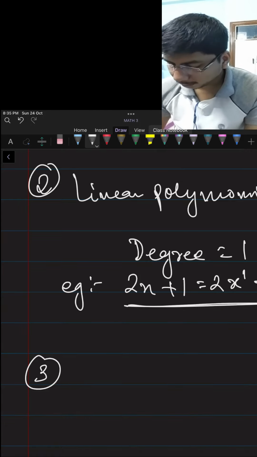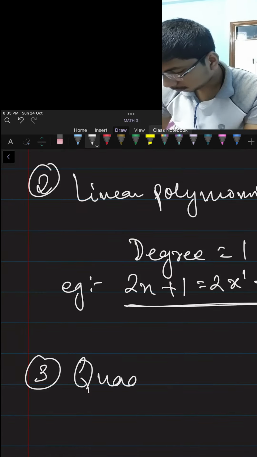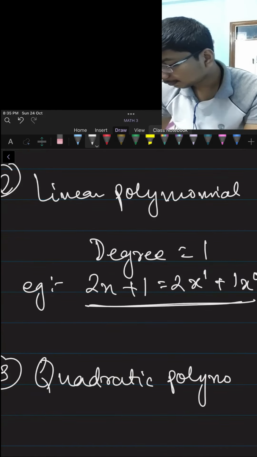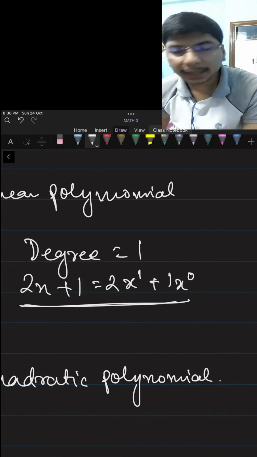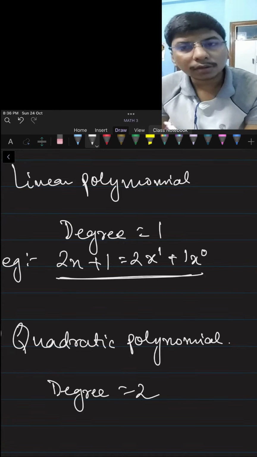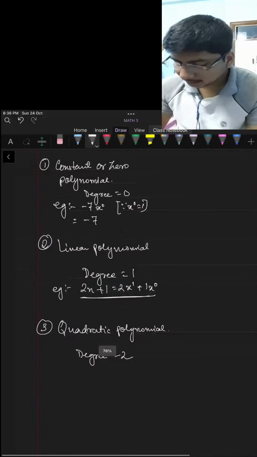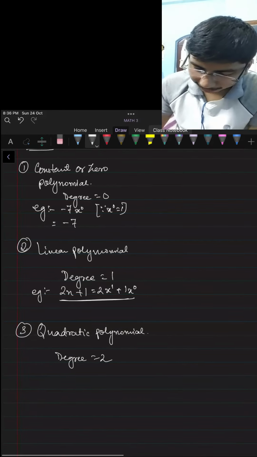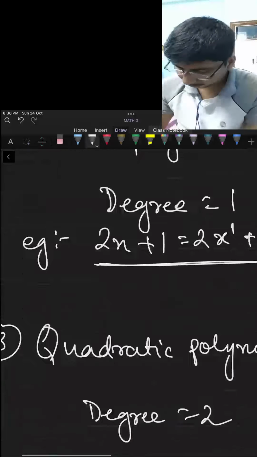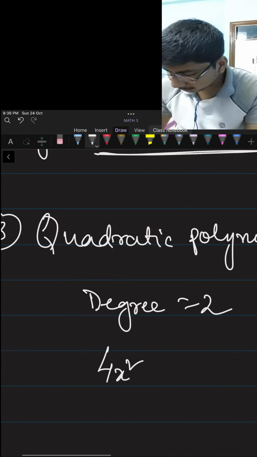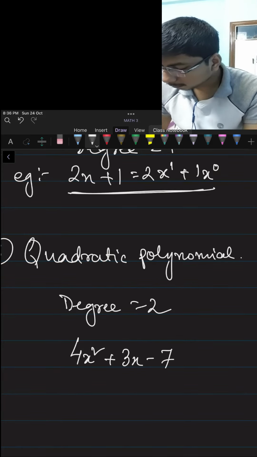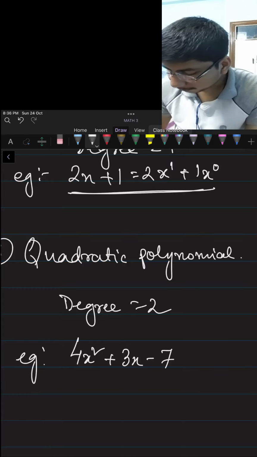Next, number 3, is the quadratic polynomial. Here the degree will be 2. Let's take the example from the previous one; this is a quadratic polynomial, because we can see that the highest degree of x is 2. So this is an example.